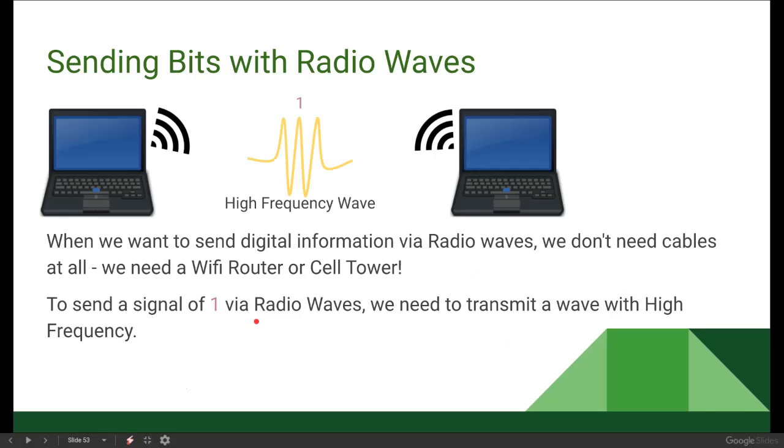The principle on how we're actually going to transmit 1s and 0s is very similar once again. To send a 1 via radio waves, we're going to send a high frequency wave. To send a 0, we send a low frequency wave. We can alternate to actually send signals.